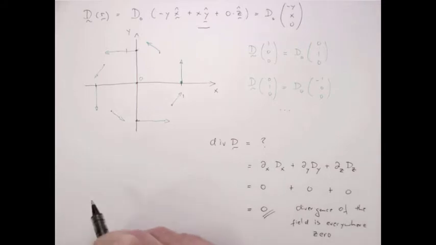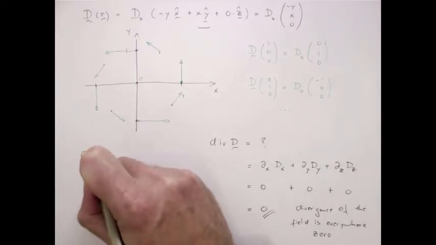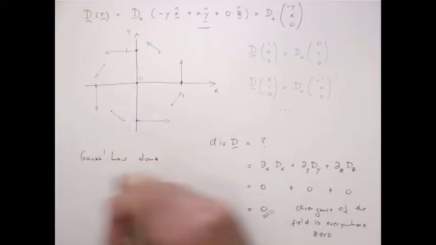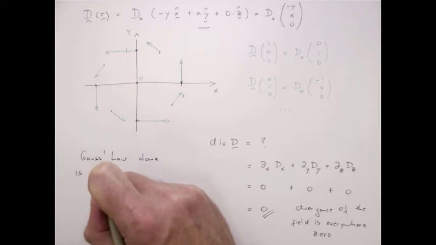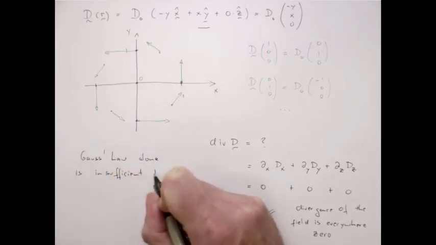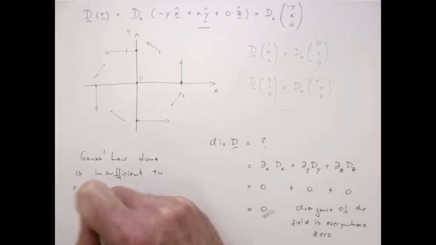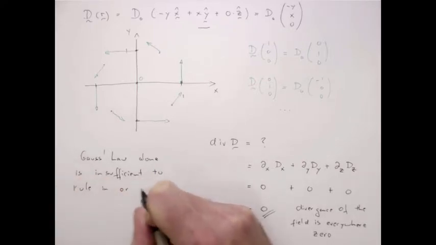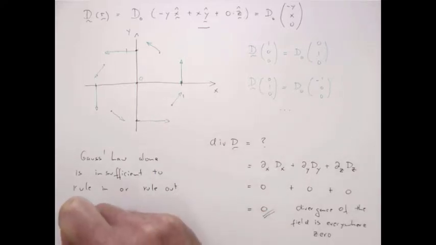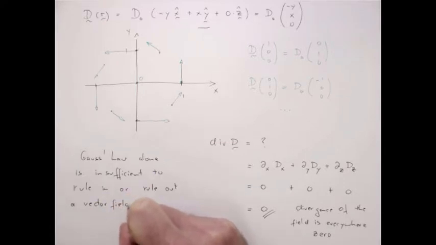This indicates that Gauss's law alone is insufficient to rule in or rule out a vector field in electrostatics.